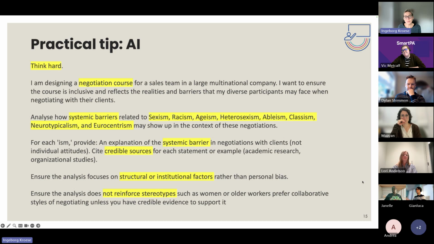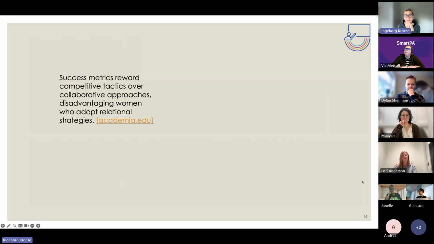And the last one, I'll show you an example I think is important. Ensure the analysis does not reinforce stereotypes, such as women or older workers prefer collaborative styles of negotiation, unless you have credible evidence. I'll show you why that last one is important. So AI can be a tool to answer some of the questions that we asked before. Now, let me show you why I added that last statement. When I didn't, this is one of the things it gave me: success metrics in negotiations reward competitive tactics over collaborative approaches, disadvantaging women who adopt relational strategies. Now, that's a stereotype.